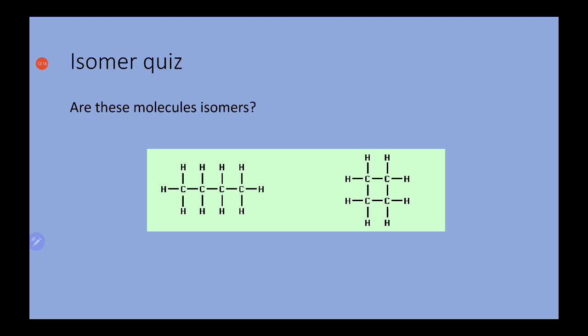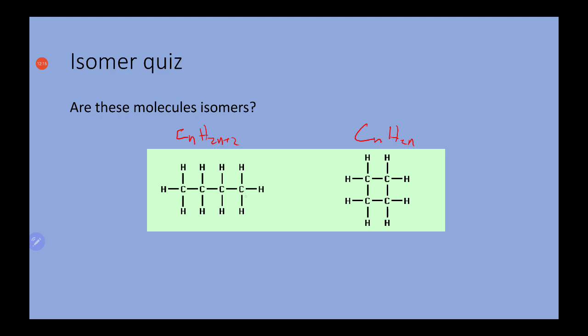What about this one? Okay, be careful with this one. Let's have a look. At first glance, you might think, oh yes, they're isomers of one another, but be careful. Remember, on the left-hand side, you've got an alkane. On the right-hand side, you've got a cycloalkane. Remember, the general formula for the alkanes is CnH2n+2. That's the alkanes. The cycloalkanes, CnH2n. So they cannot be isomers of one another.